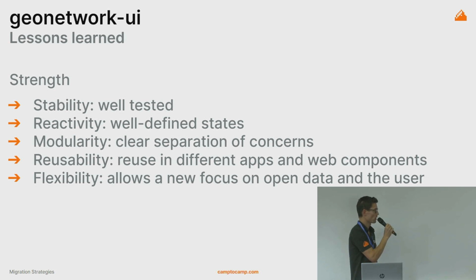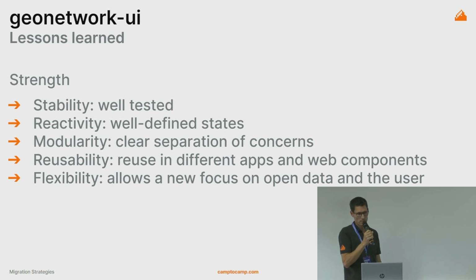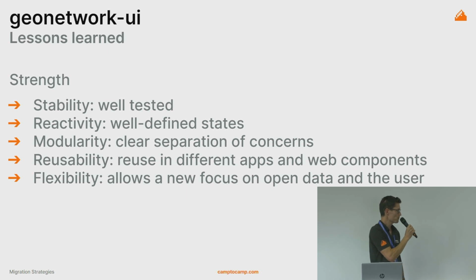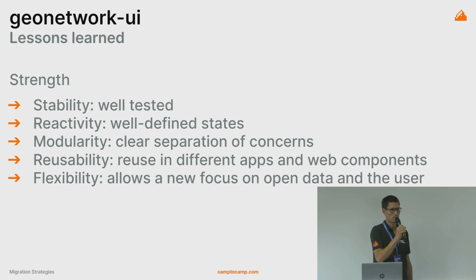Lessons learned in GeoNetwork UI, I think we can now identify certain strengths of the project. I think it's a well-tested software. The reactivity within GeoNetwork UI works really well. There is a clear separation of concerns between the UI and the feature libraries, which allows for a good reusability in the different applications, but also in the web components. And all this together has given us a certain flexibility, in particular to focus, for example, in this project, more on open data and the user.